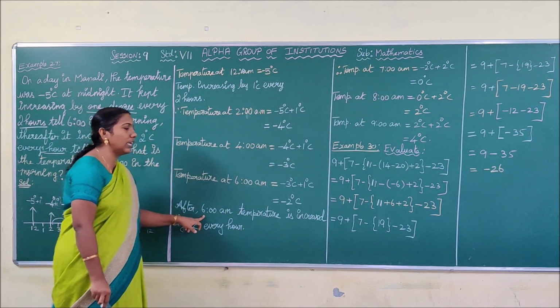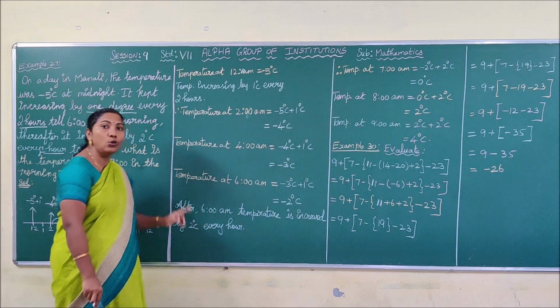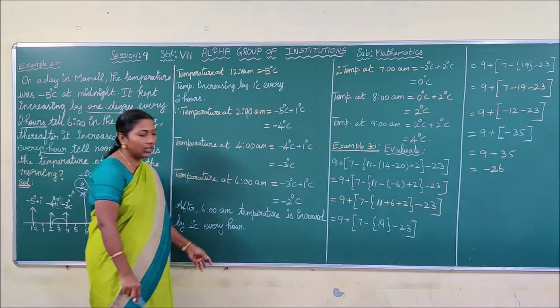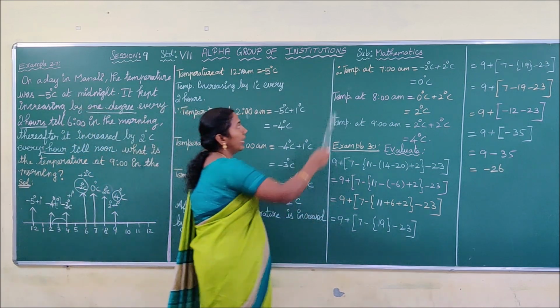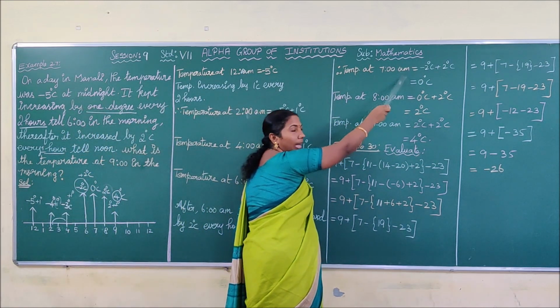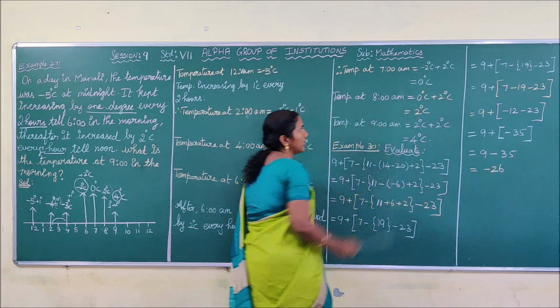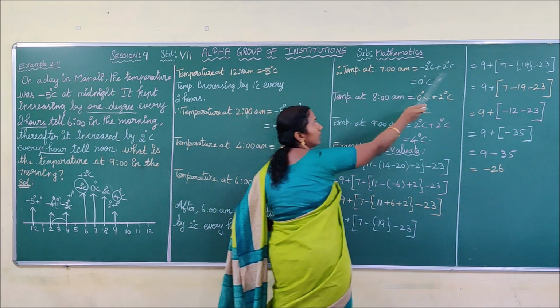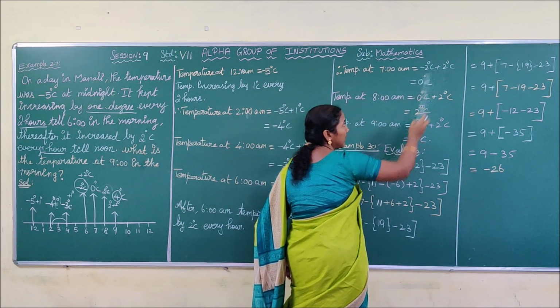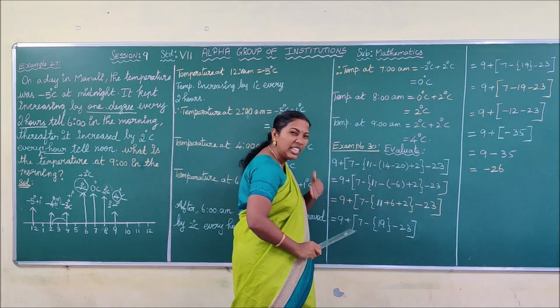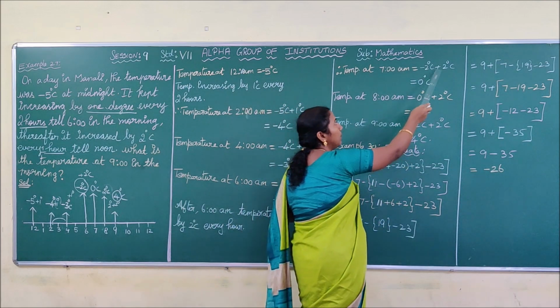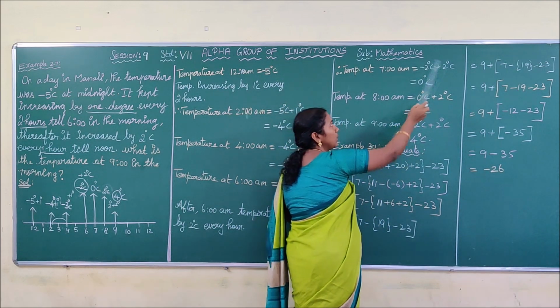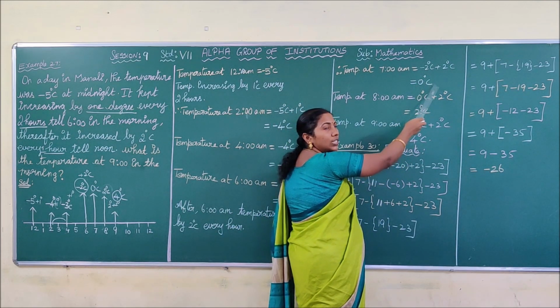Thus, after 6 a.m., the temperature is increased by 2 degrees for every 1 hour. That is every hour. Thus, we can calculate the temperature at 7 a.m. That is temperature at 6 a.m., minus 2 degrees Celsius, plus 2 degrees Celsius. Why are we putting plus here? Because the temperature is increasing. So we have put the symbol plus. So minus 2 plus 2, your answer is 0 degrees Celsius.